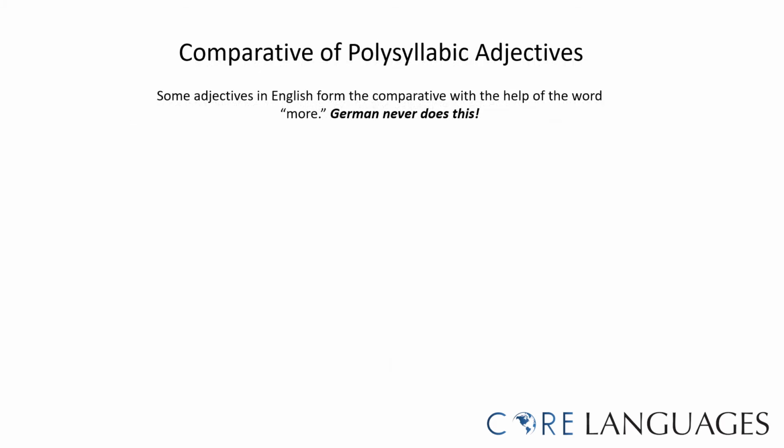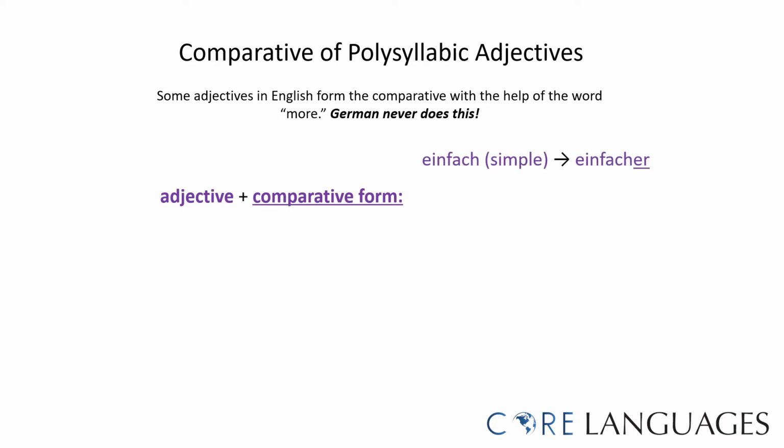Some polysyllabic adjectives, or adjectives that have multiple syllables in English, form the comparative with the help of the word more. For example, more beautiful or more difficult. German never does this. Regardless of the number of syllables, we only ever add er. For example, einfach, which is simple. Einfacher, simpler. Sicher, which is safe or secure. Sicherer, more secure.